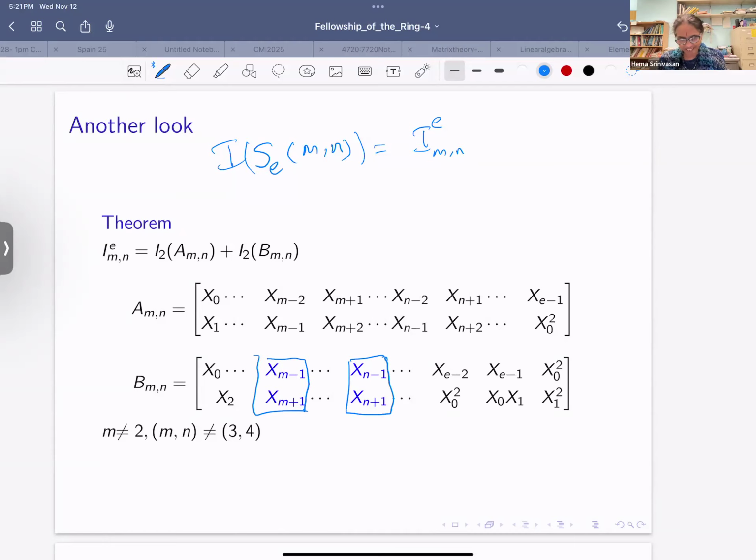It is true that the ideal is the 2 by 2 minors of AMN plus the 2 by 2 minors of BMN. But if you took all of the 2 by 2 minors of AMN and those 2 by 2 minors of BMN, which involve these 2 columns, so this column and some other column, and this column and some other column, they are the minimal generators. And we write it down and check that they have the right number. Well, you just have to check how many columns there are in the matrix.